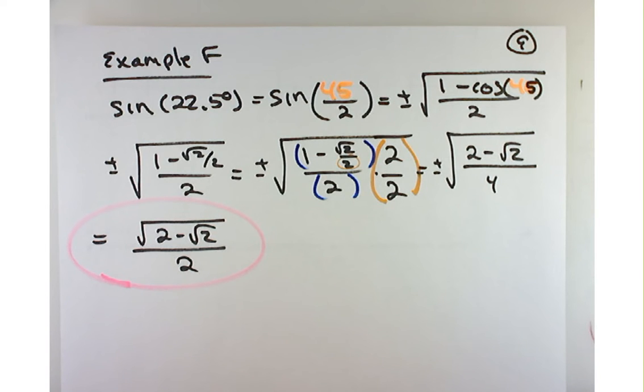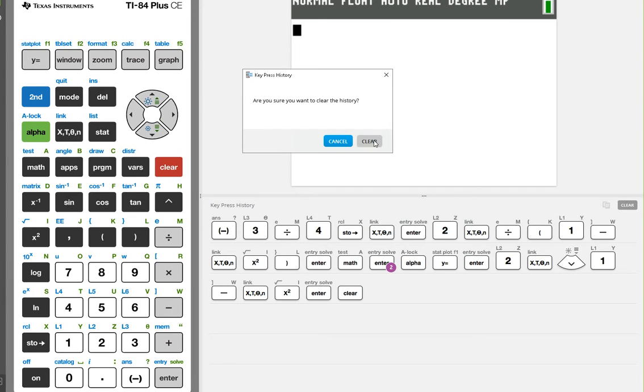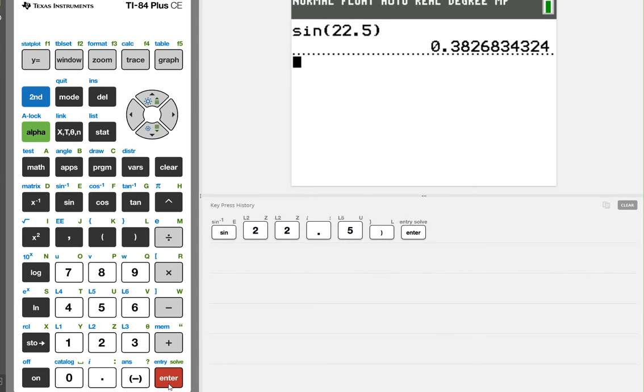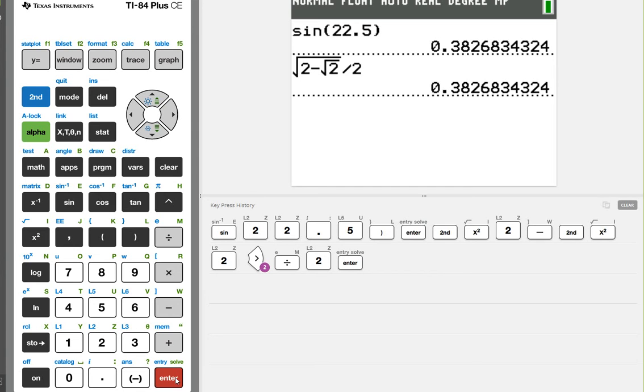Let's check our answer on our graphing calculator. One way to do it is to check it in degrees, so I'll start out with that. Sine of 22.5. Okay, let's compare that to the square root of 2 minus the square root of 2 again. Notice that the second square root is underneath the first one. I'll have to press the right arrow twice to get out from underneath those, and then divide the whole thing by 2. Bingo. Exactly the right thing.